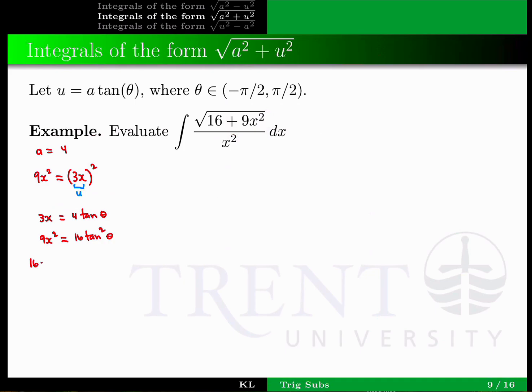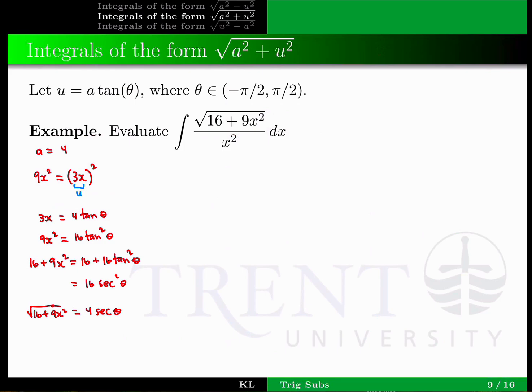So if we add 16 to both sides of the equation, we get 16 plus 9x squared equals 16 plus 16 tangent squared theta. And then you can factor out 16, and eventually you'll just have 16 secant squared theta. So we can skip that part. Okay? And if you take the square root, you'll have the square root of 16 plus 9x squared, which will be 4 secant theta.